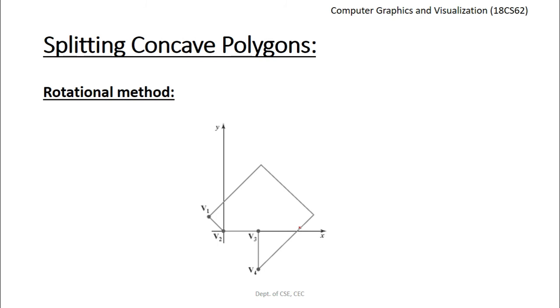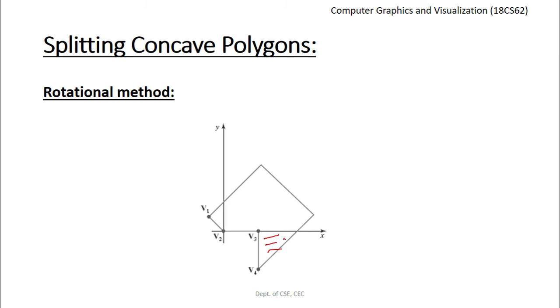So we need to consider the second vertex. We place vertex v2 at the origin and the next vertex, that is v3, along the x-axis. Now what we observe is this part of the polygon will be lying below the x-axis. So we need to split the polygon into this part. So this polygon will be the new convex polygon that we found.